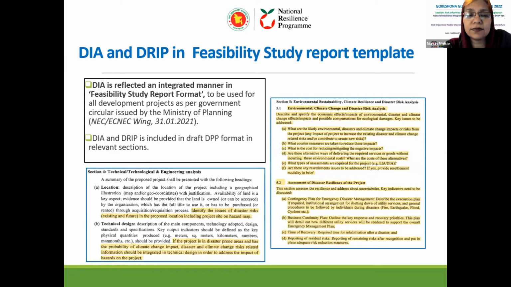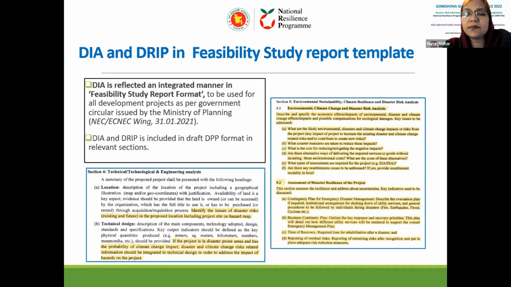So there is a guideline on what will be the report on the feasibility study. And in that feasibility, there will be a section on environmental sustainability, climate resilience, and disaster risk analysis. So that is made a common part of the feasibility template. This is a very, very important achievement in our project planning system.